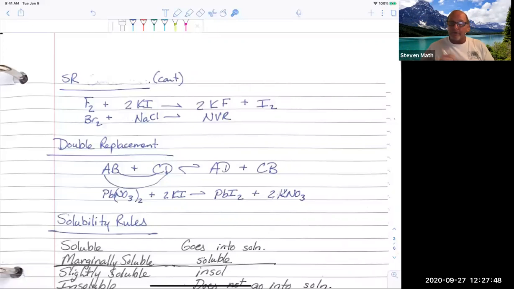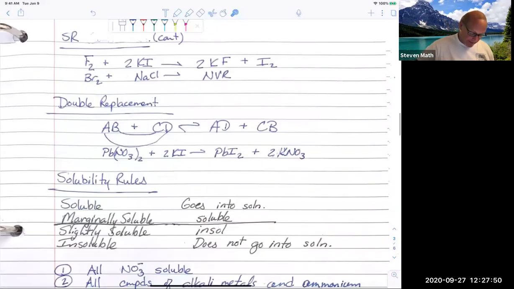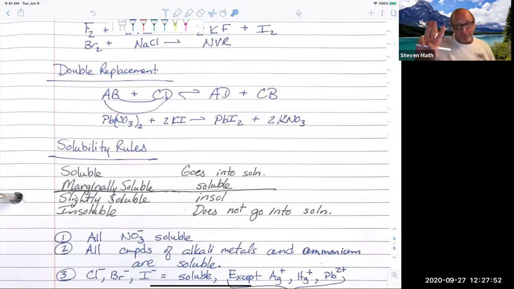Okay, so those are single replacements, and we need the activity series for metals, or we need the periodic table for halogens. Okay, and then double replacement. We have 3 down, 2 to go. Double replacements, this is where everybody switches partners. Okay, kind of like a square dance. Mix the first A with D and B with C.